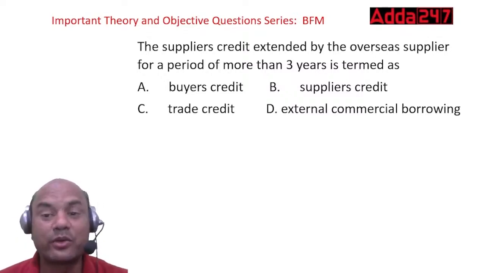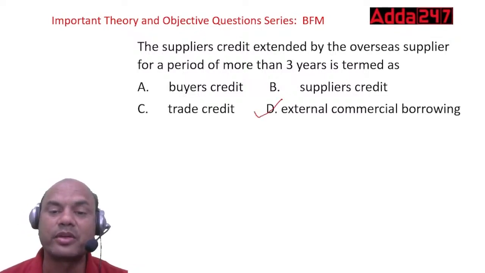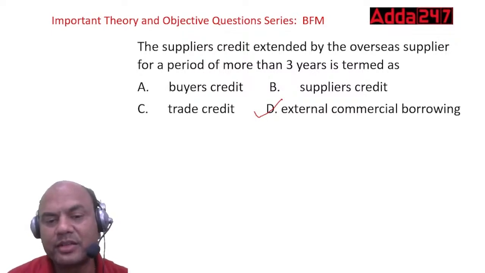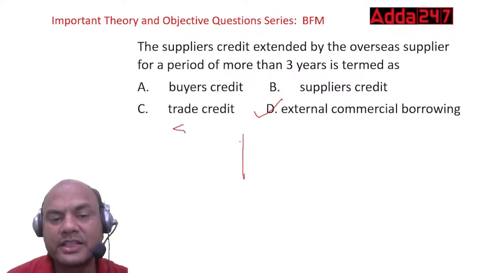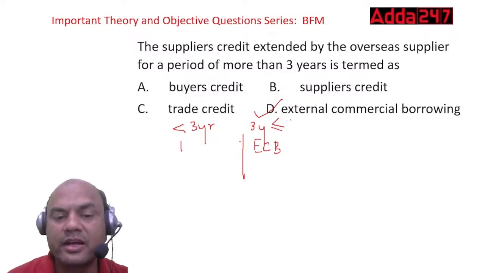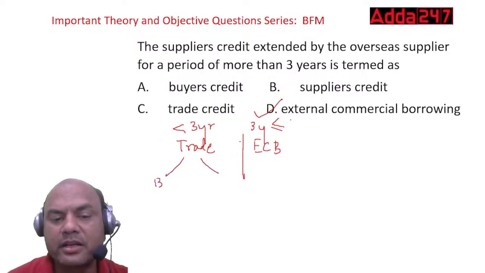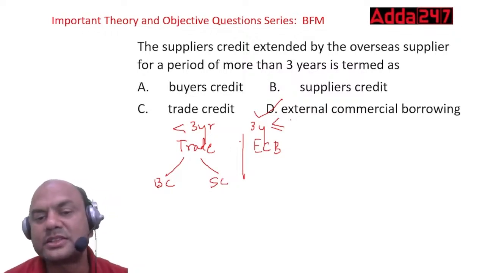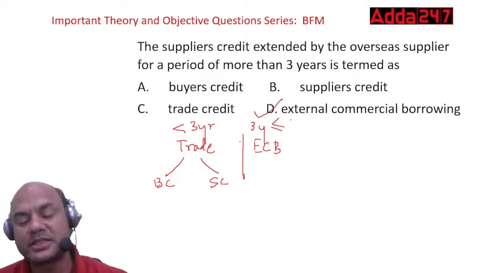So, I told you that it is ECB, external commercial borrowing. Whenever any loan is beyond 3 years, it is called as ECB. See here, it's simple. Below 3 years, less than 3 years, and 3 years and above. So it is ECB over here. And this is trade credit. Now this trade credit is of two types, buyer's credit and supplier's credit. This is a basic classification between all these. So the answer over here is D, ECB, external commercial borrowing.